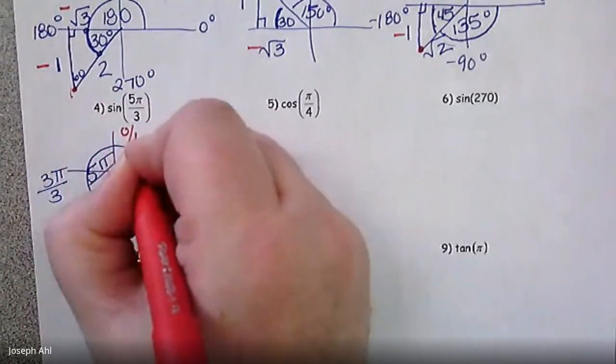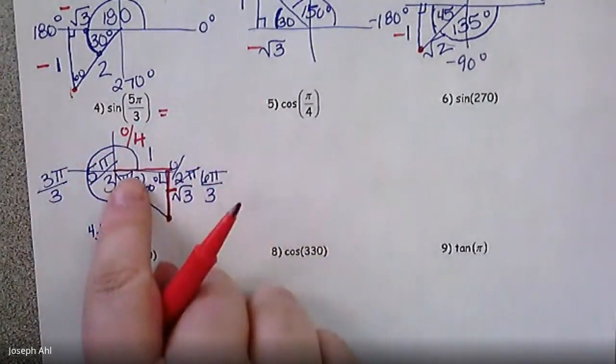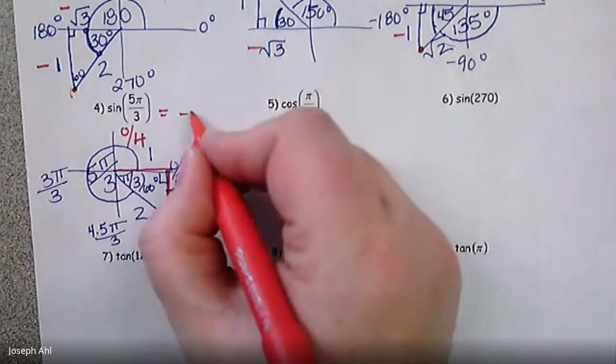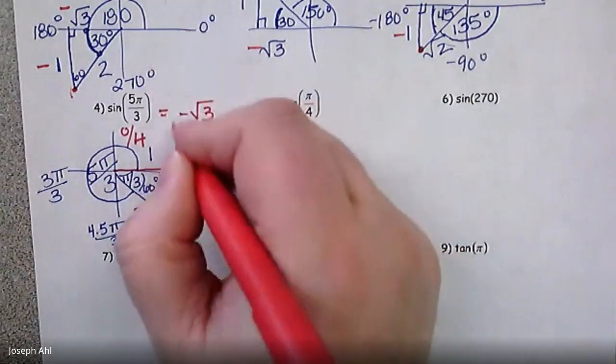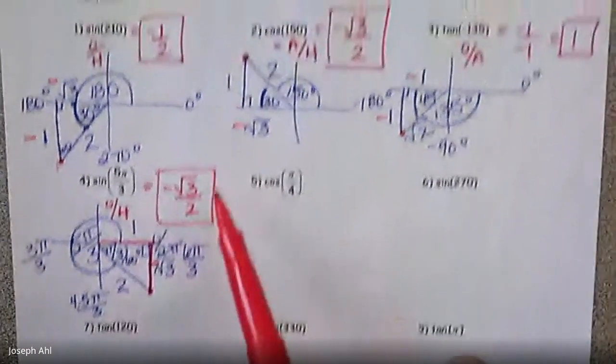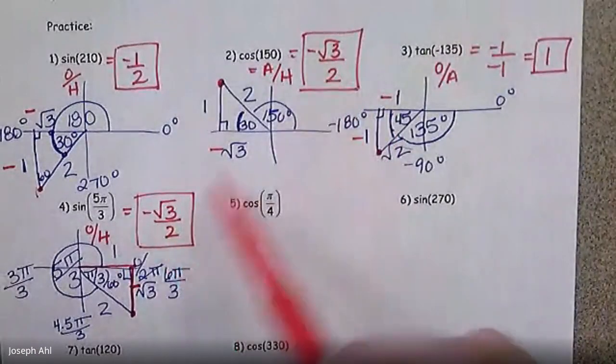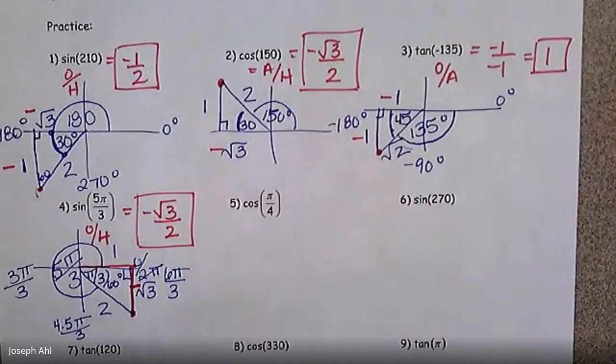Sine, remember, is opposite over hypotenuse. Opposite the reference angle is negative radical 3, and the hypotenuse is 2. You're going to see a lot of these same answers start to come up over and over and over again. Notice how that's the same answer as number 2.